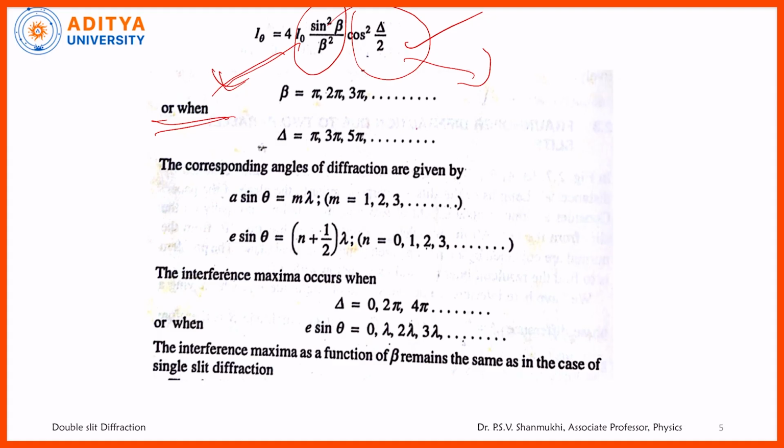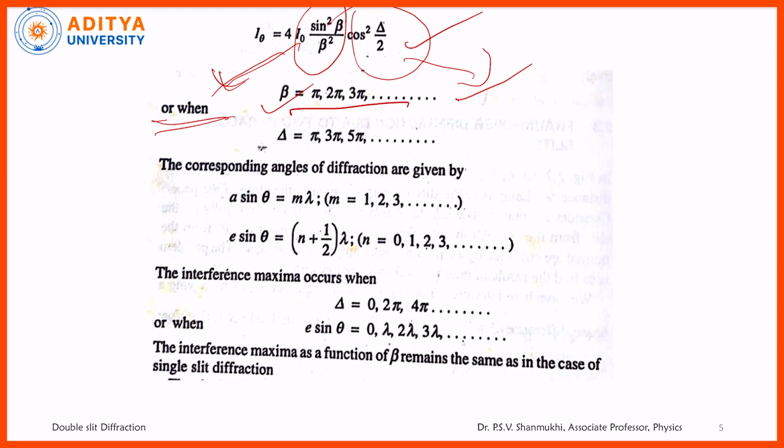So what is the condition for maxima? What is the condition for minima? Already we said beta is equal to plus or minus m pi. That is the case of the minima. That's why pi, 2 pi, 3 pi, these are the minima cases.